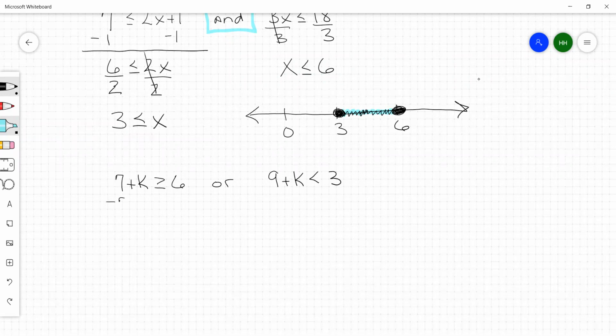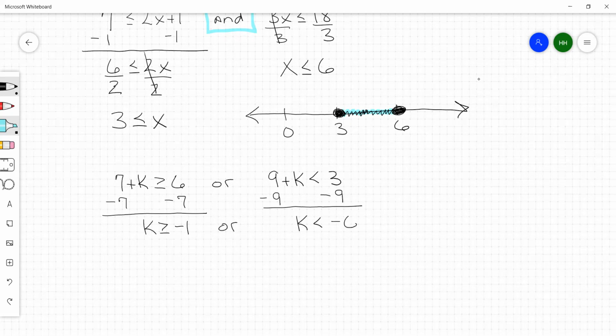So if we subtract 7 from each side, then we get k is greater than or equal to -1. If we subtract 9 from each side, then k is less than 3 minus 9, that's -6.